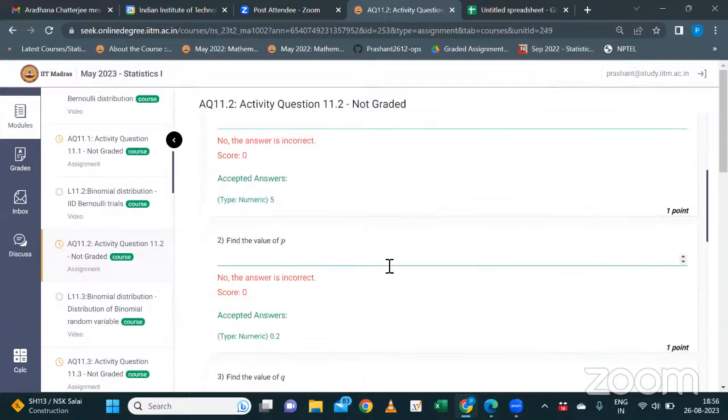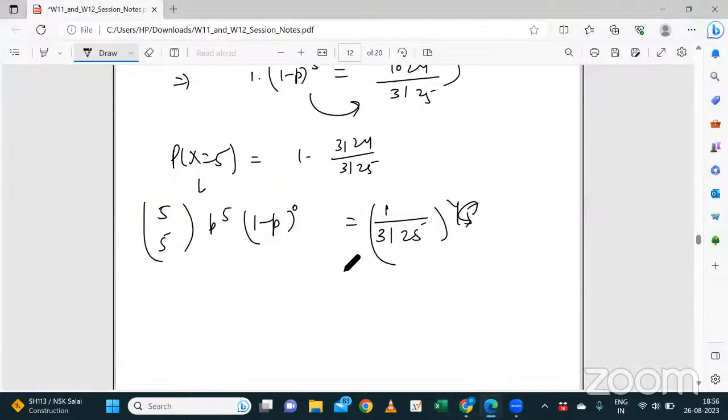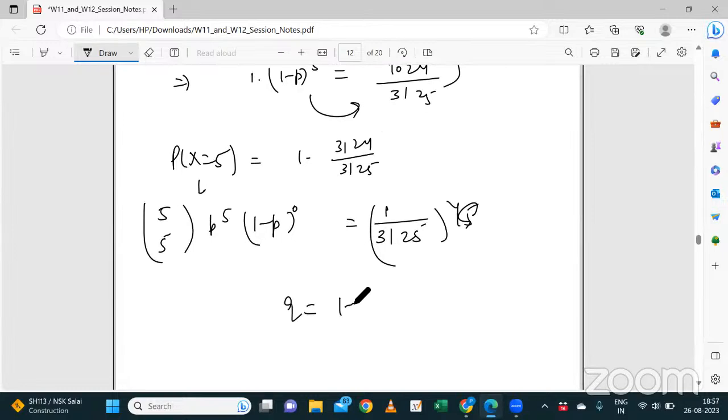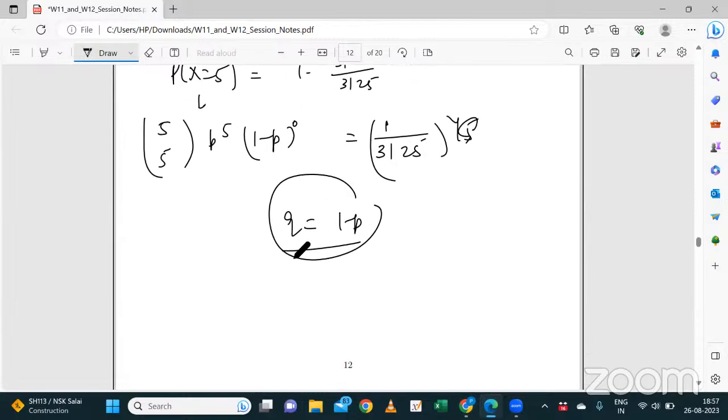0.2 is the answer. And for q, q is nothing but 1 minus p. Sometimes we denote q as 4 by 5, the failure probability. P is denoting the success probability and q is denoting the failure probability. So q is 4 by 5.